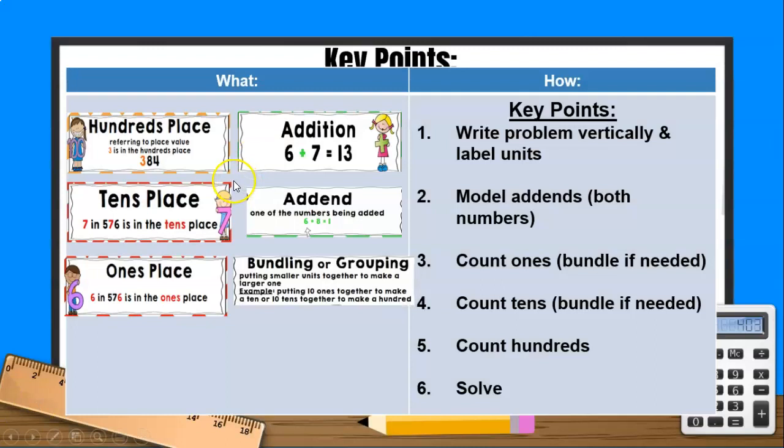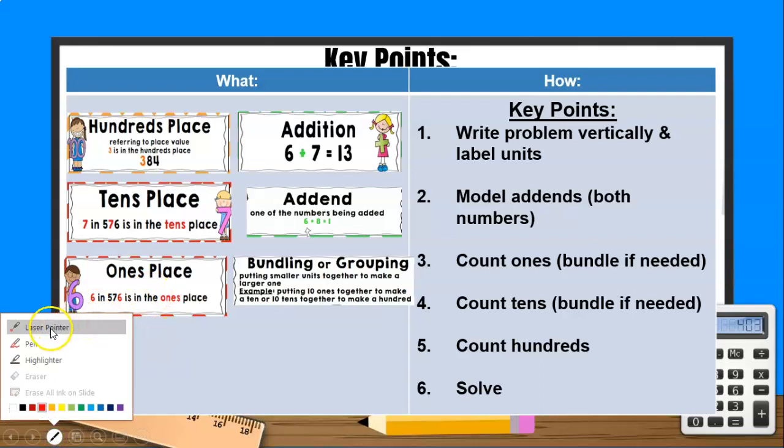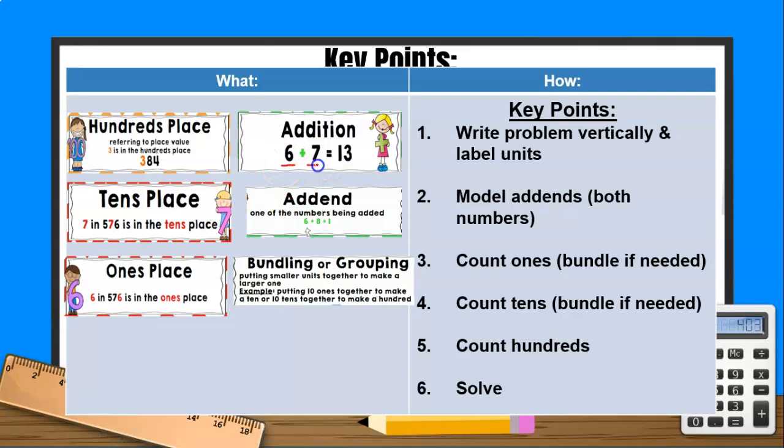Let's talk about the important key points. Hundreds, tens, ones, and you already know the value. You know addition: a part plus a part makes a whole, the addends and the addends. These are addends, and the whole is the total. And you know that bundling is when you have 10 units in the ones, and you put the 10 units together, and they make 1 ten. 10 tens together, you bundle it and make 100.